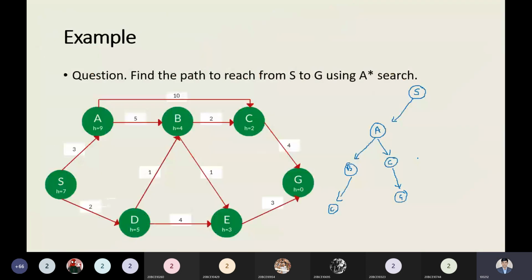So C to G, and then S to D, and D to E, and E to G, and D to B can go, and again B to C we can make like this, and B to E. These are the possible paths. Now, what information is given? Let me write it, and you think and tell me.